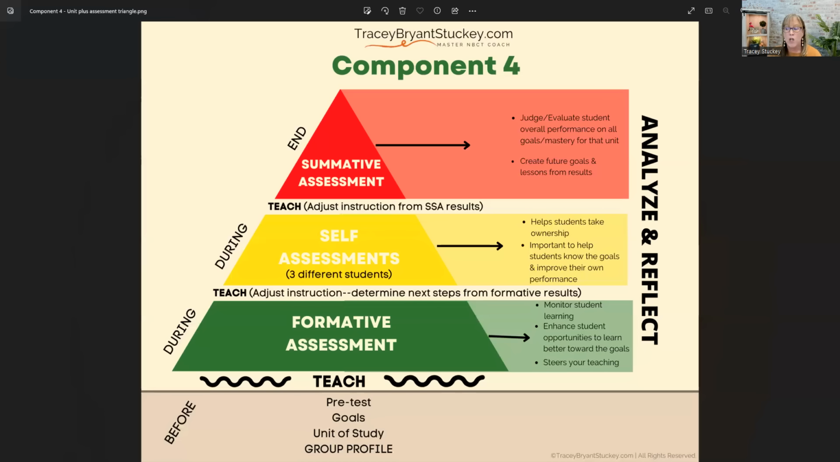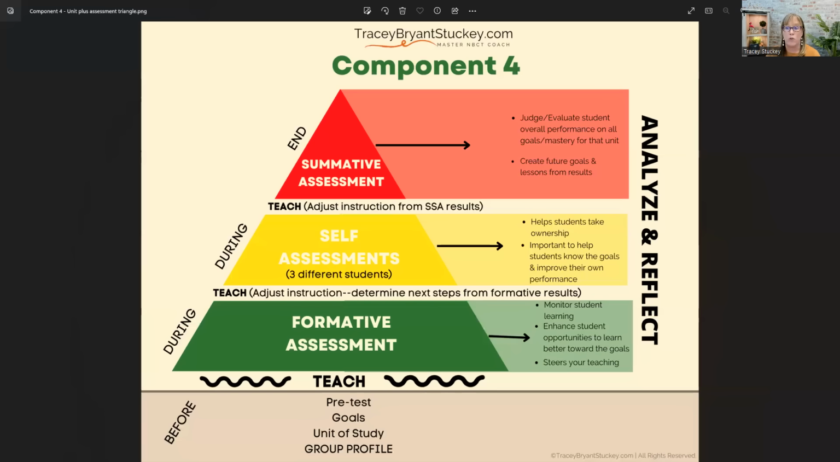From that group profile, you're choosing a unit of study. Like, oh, here's what my kids need, or this meets their interests and their needs, or they had weaknesses on a test here, so I'm going to do this. So the unit of study is in direct alignment with the group profile and what you learned about your students from collaborating with others. Then you have your goals for the unit. They are incredibly important because the goals are going to be what is threaded through all three forms of assessment.